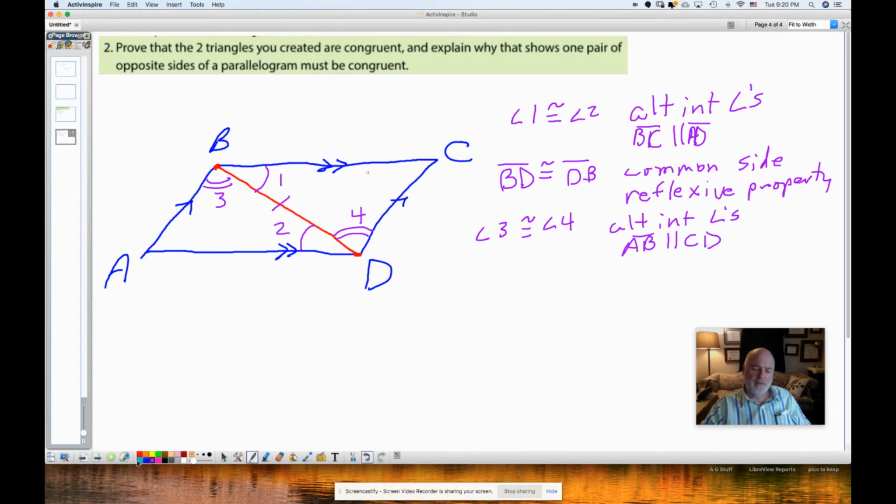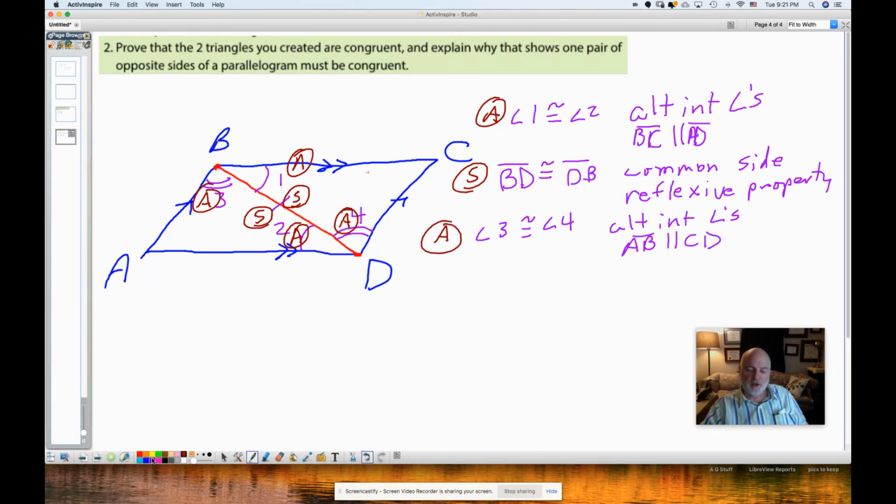Now, at this point, I'm going to point out to you that in the one triangle we have one angle, which corresponds to one angle in the other. We have a side from the one triangle that corresponds to a side in the second triangle. And here we have the third part, the second angle, which corresponds to a second angle. So we have angle, side, angle.